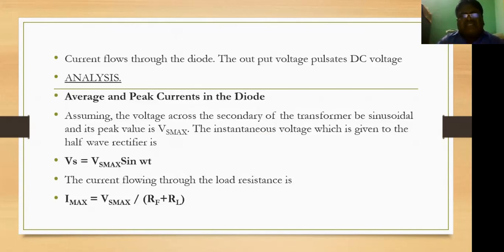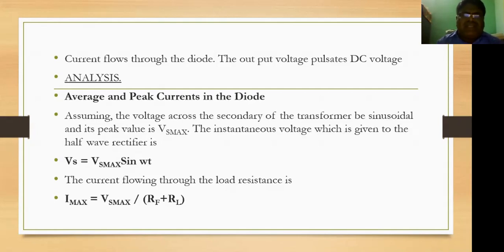Now, analysis. How do we justify the half-wave rectifier? How much efficiency? How much percentage regulation? How much ripple factor? These things you will see now. First, analysis: average and peak currents in the diode, peak inverse current, average or peak current, and PIV, the peak inverse voltage.